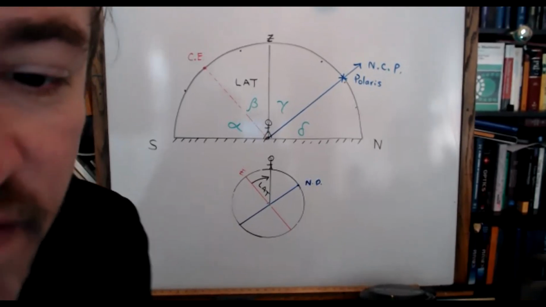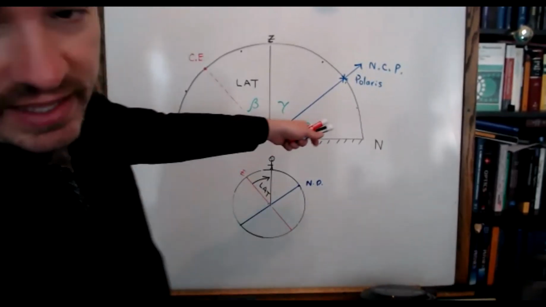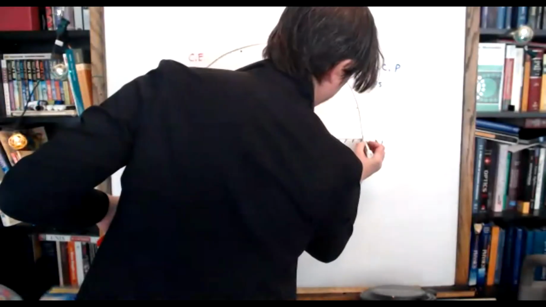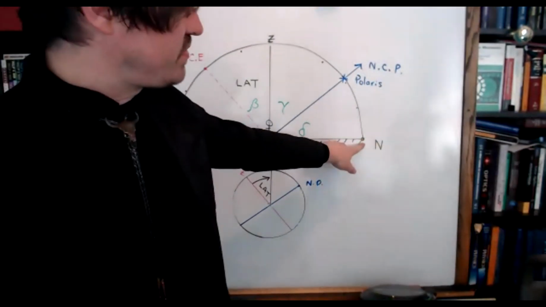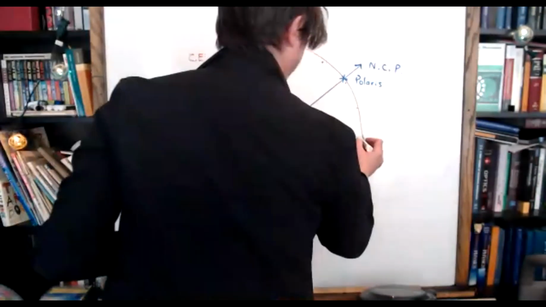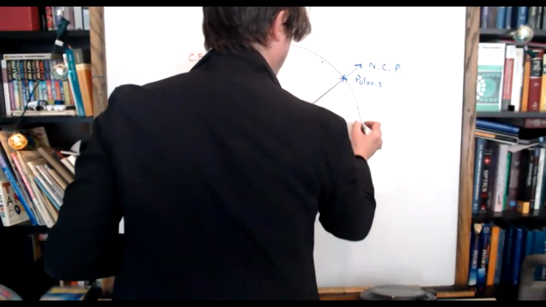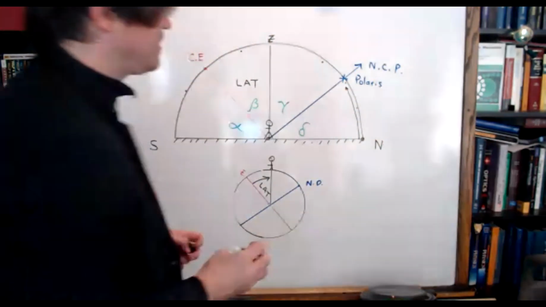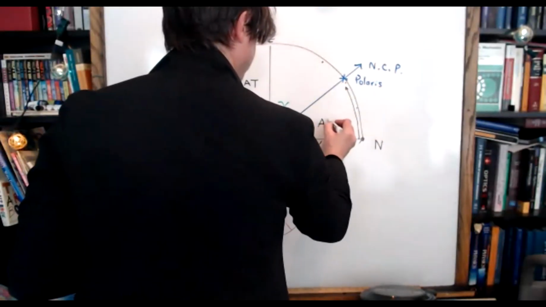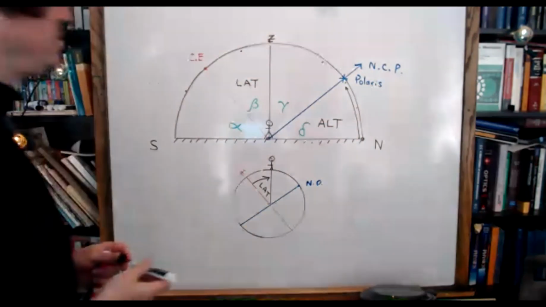Delta. Very good. Delta is the altitude because, as you guys can see, this is your nearest horizon here. That's the ground, but that's your northern horizon right there. And if delta is the angle between the horizon and Polaris, then that is the altitude of Polaris.